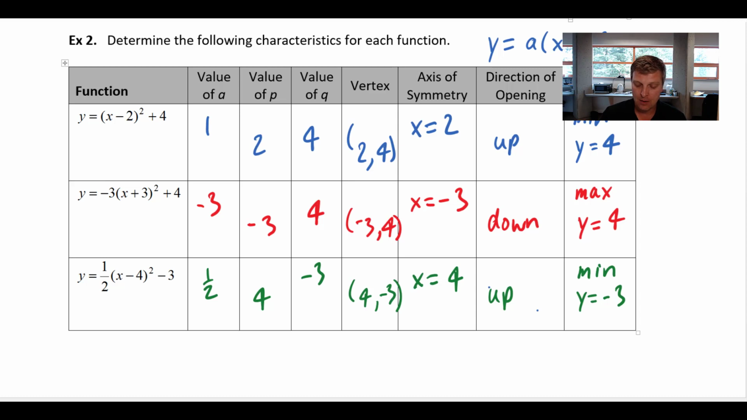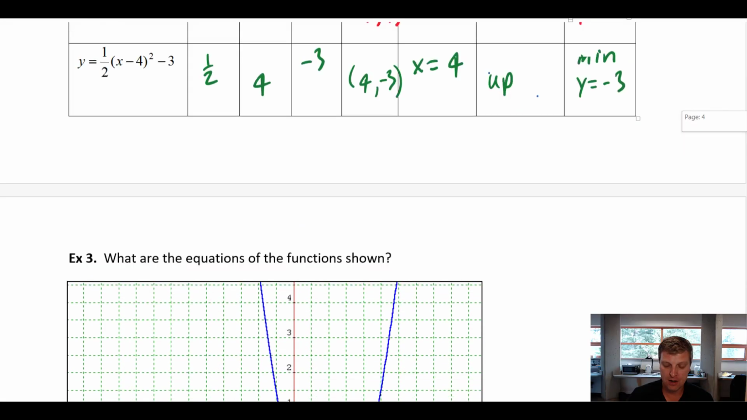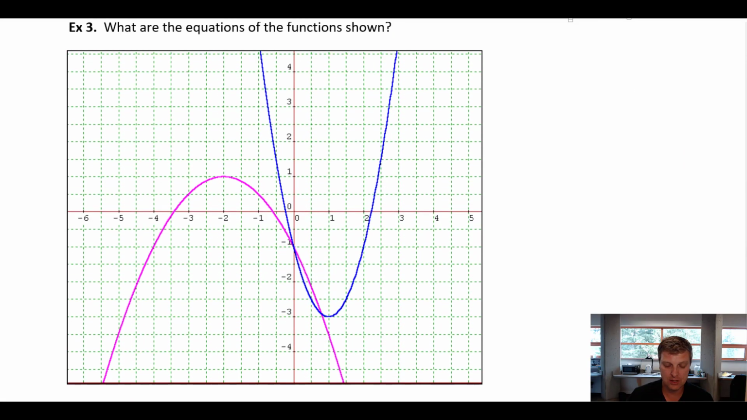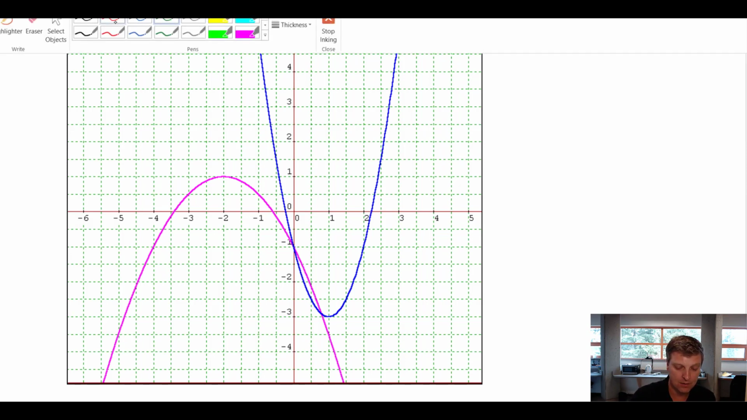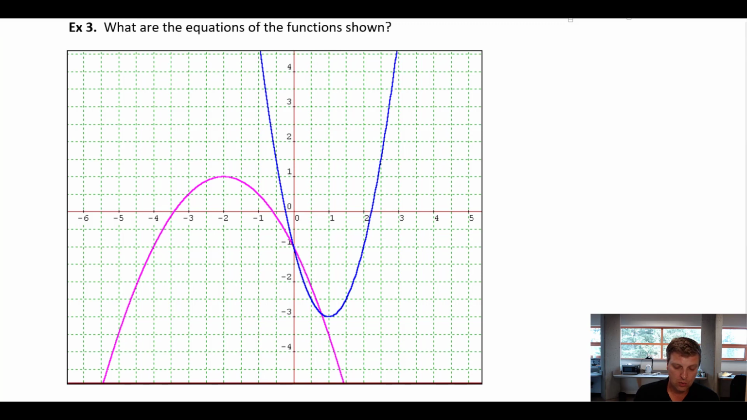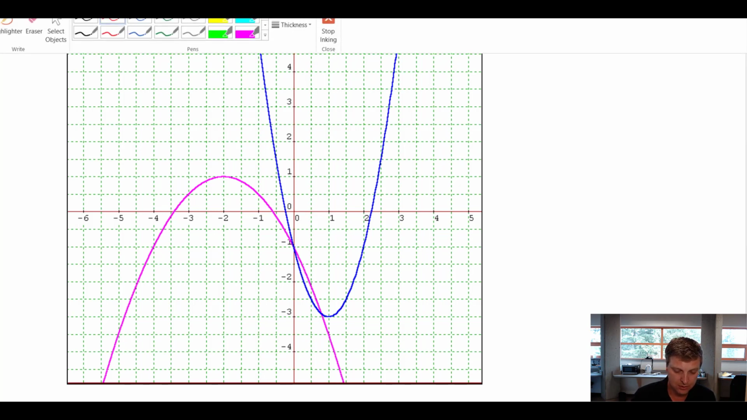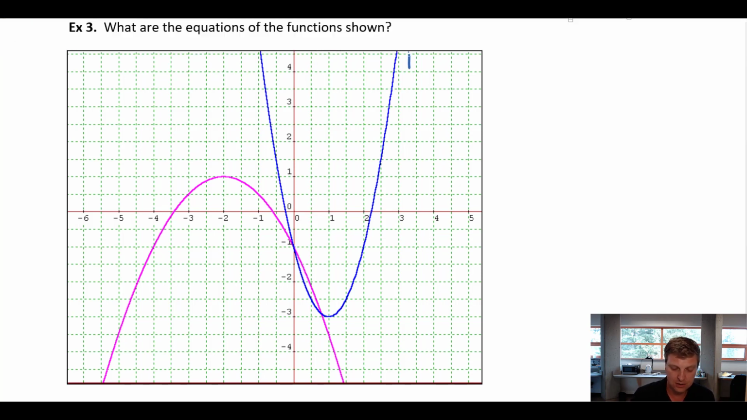Okay, so last thing we're going to look at: we've gone from the equation to the graph, and we also want to be able to go from a graph back to the equation. So we should be able to figure out our way forwards and backwards. And so we'll look at these two functions here. Let's look at this blue one first. Okay, so let's call this number 1. I'll do it off here on the side.